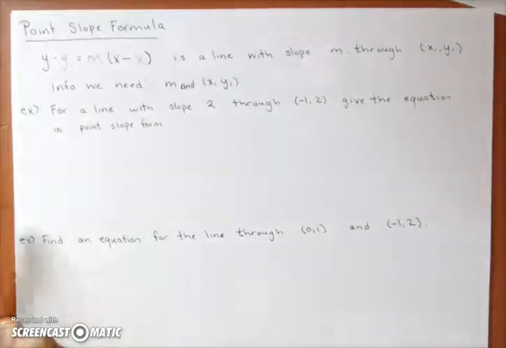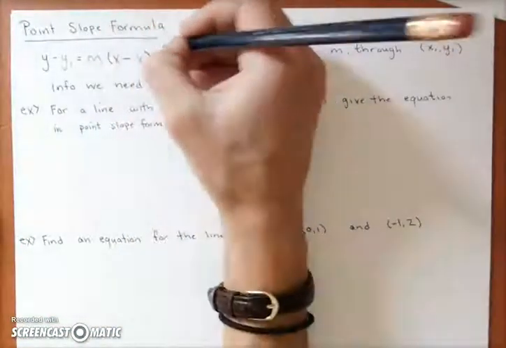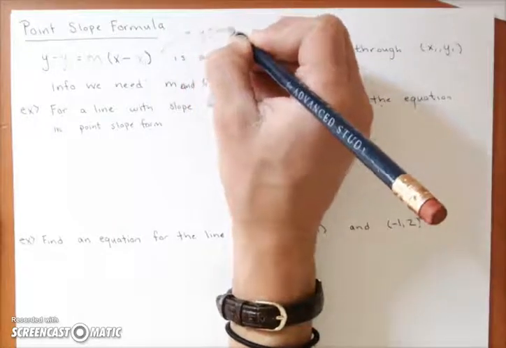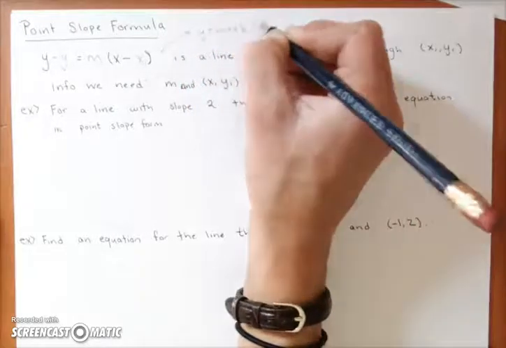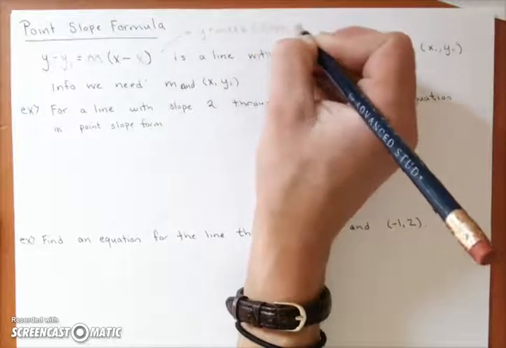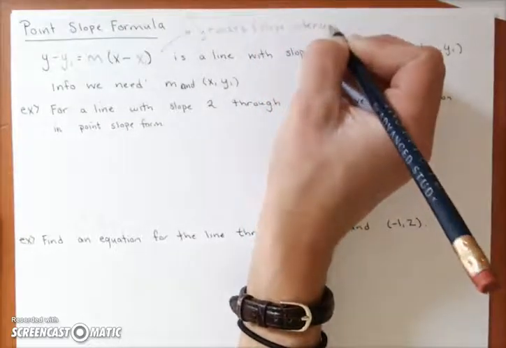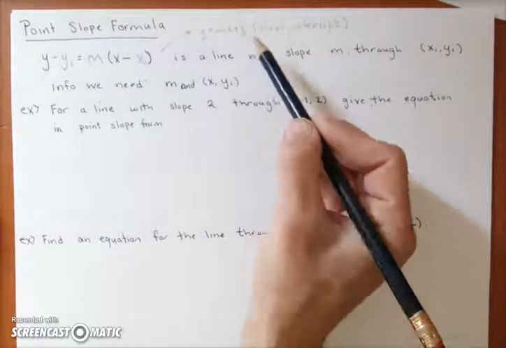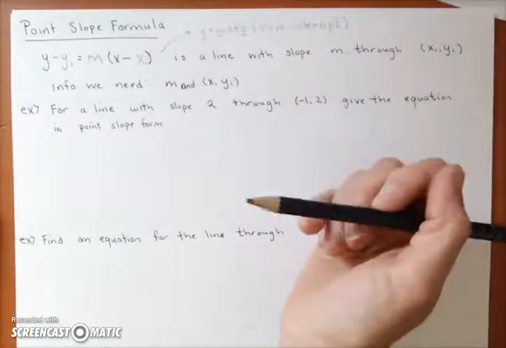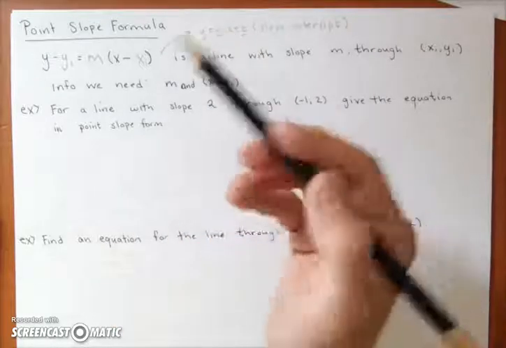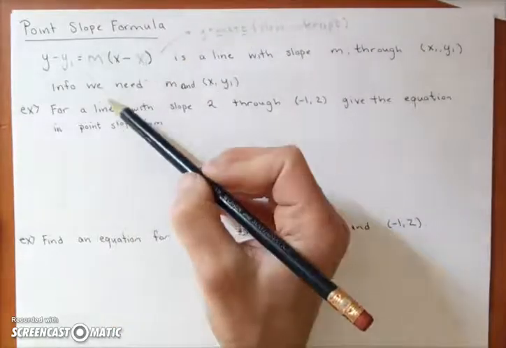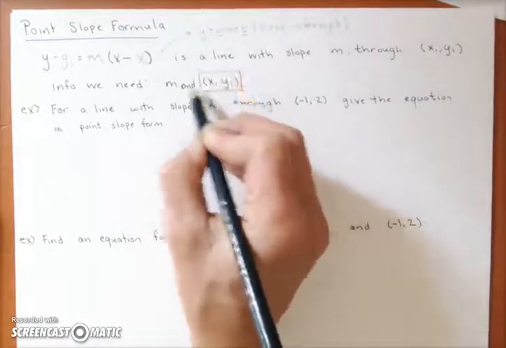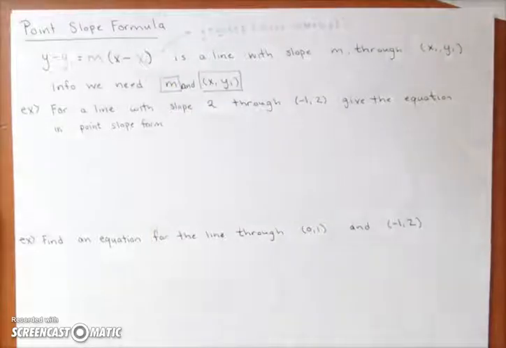It's a little different than the equation of a line that we talked about before, which is just y equals mx plus b. That one is called the slope-intercept form. For y equals mx plus b, we needed to know the intercept and we needed to know the slope in order to come up with the equation of the line. For point-slope form, we need to know a point and a slope to come up with the equation of a line.